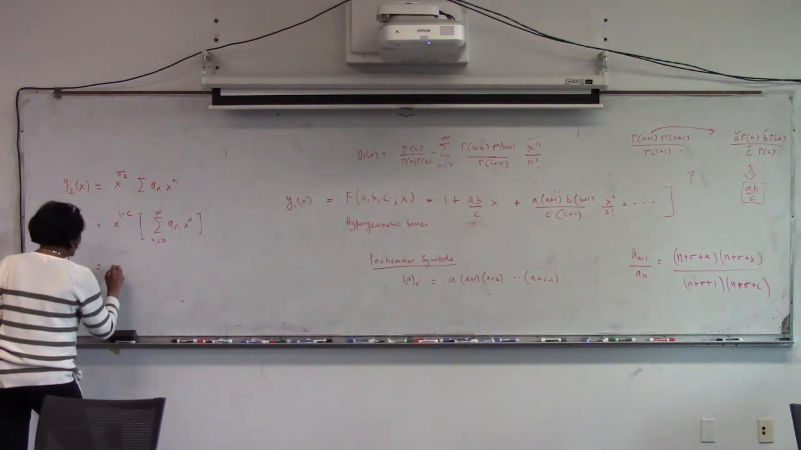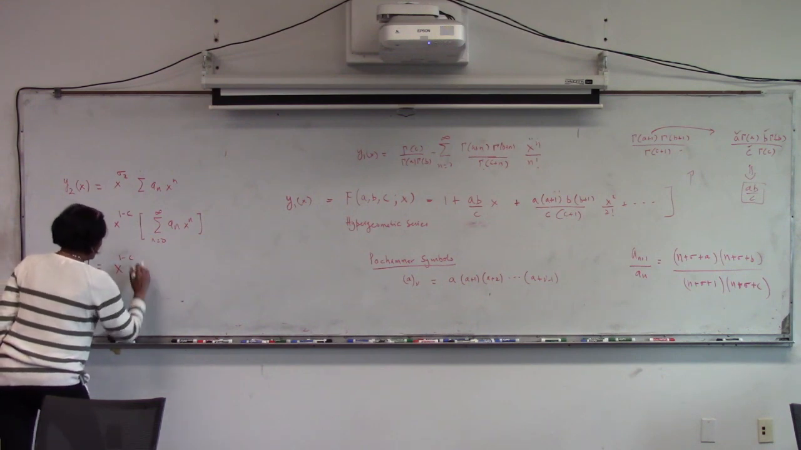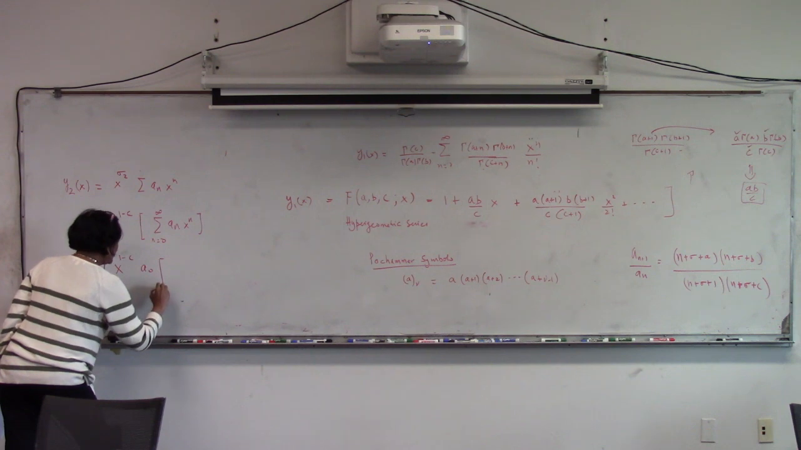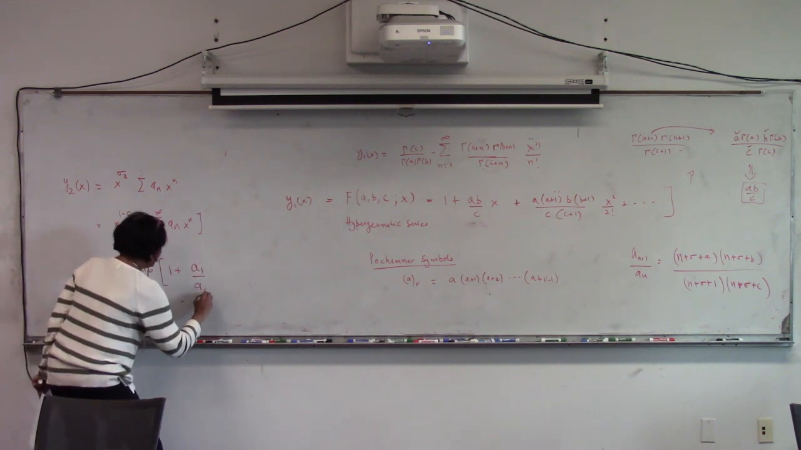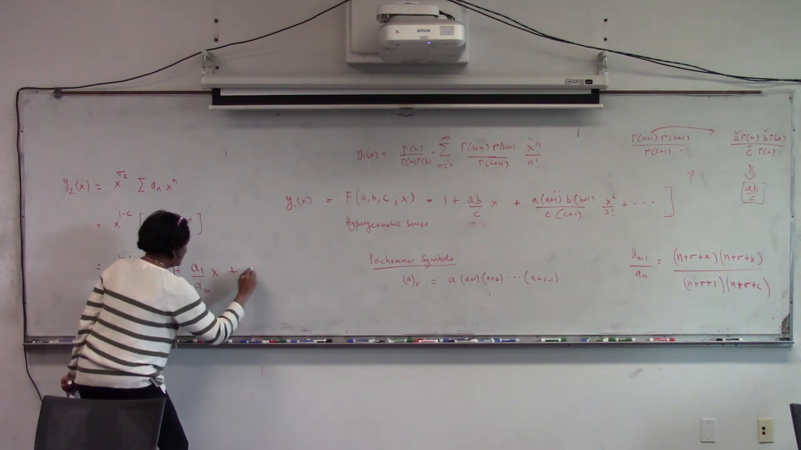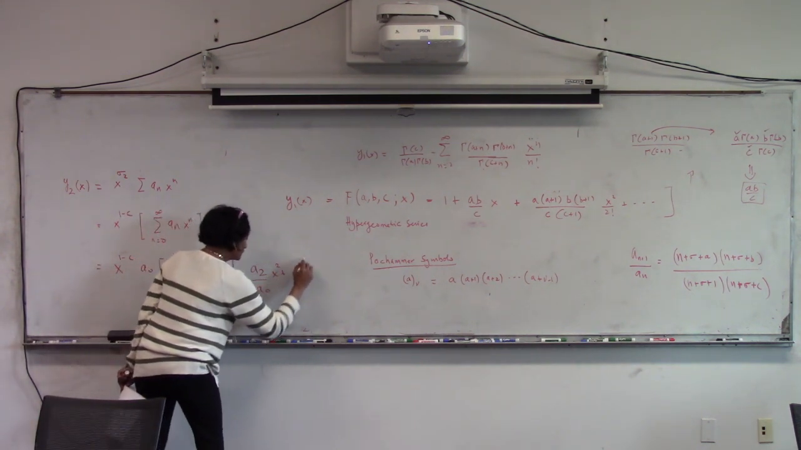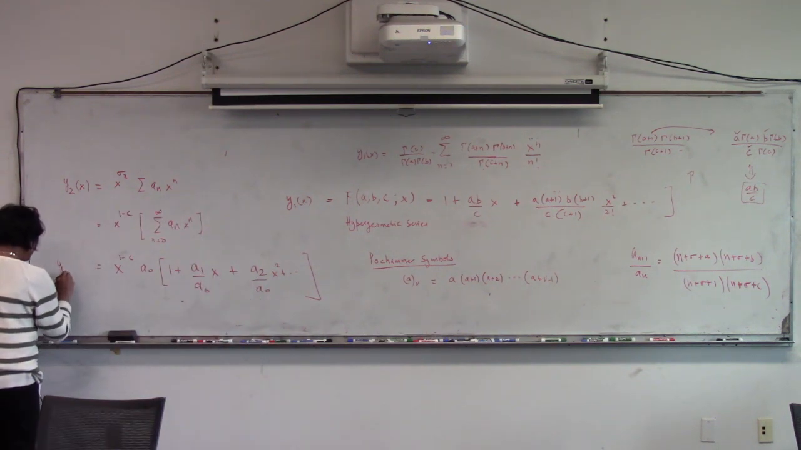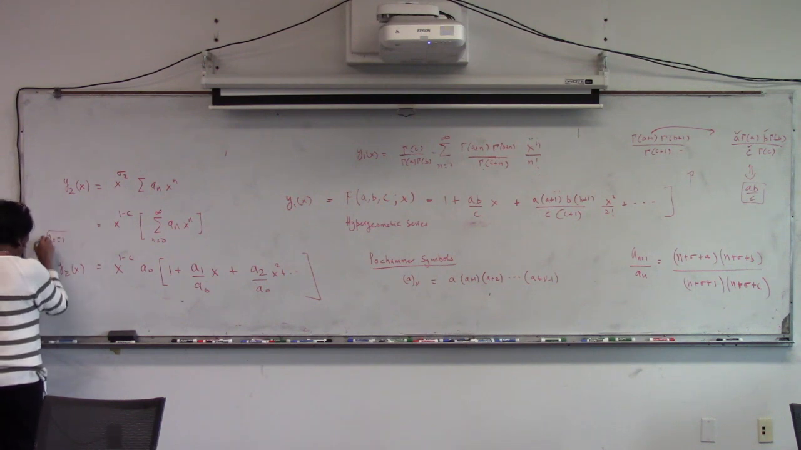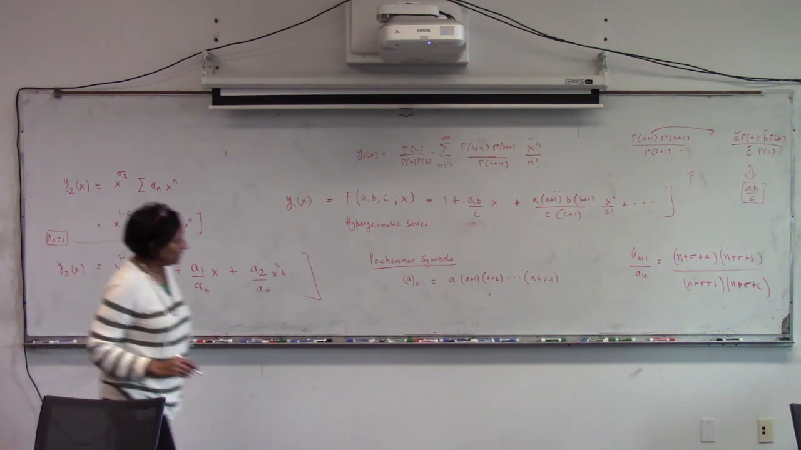It looks messy, but I'll tell you how to get the result in a very simple form. So this is a0 times 1 plus a1 over a0 x, a2 over a0 x squared, and so on and so forth, right? And we will take a0 equal to 1 as usual. Let's take that constant as 1. All right.